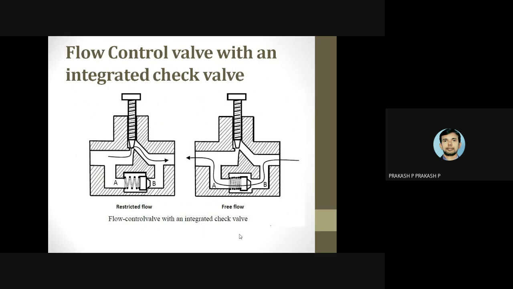But this time for retraction, you can see the picture of free flow. The fluid flow moves from B to A. At the bottom there is a spring attached. That is the check valve. It allows the direction from B to A. So for the forward stroke, it will not allow A to B. But during retraction, the fluid flows from B to A. This is the flow control valve with an integrated check valve, because the check valve allows only one directional flow. For the forward stroke, the check valve will not allow flow. For the return stroke, the check valve allows flow. So you should know the difference between free flow and restricted flow.